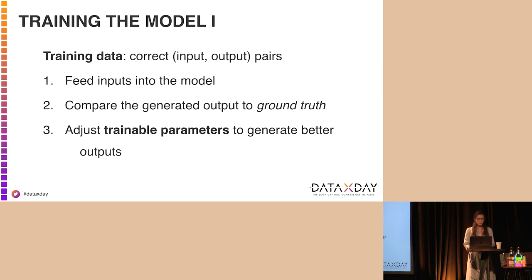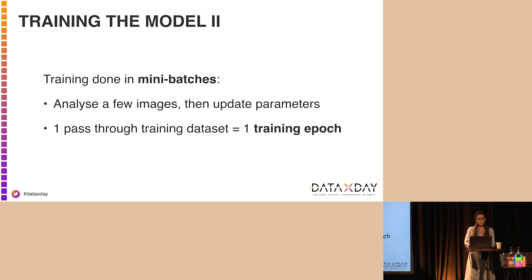So how do we train the model? As I said, this is supervised learning. So we have inputs and outputs. We feed inputs into the model. We produce some generated outputs. Then we compare the generated output to ground truth, so the actual photographs of people taken at full frontal view. And then we adjust the trainable parameters to get the generated images closer to the ground truth. So that's all there is to it.